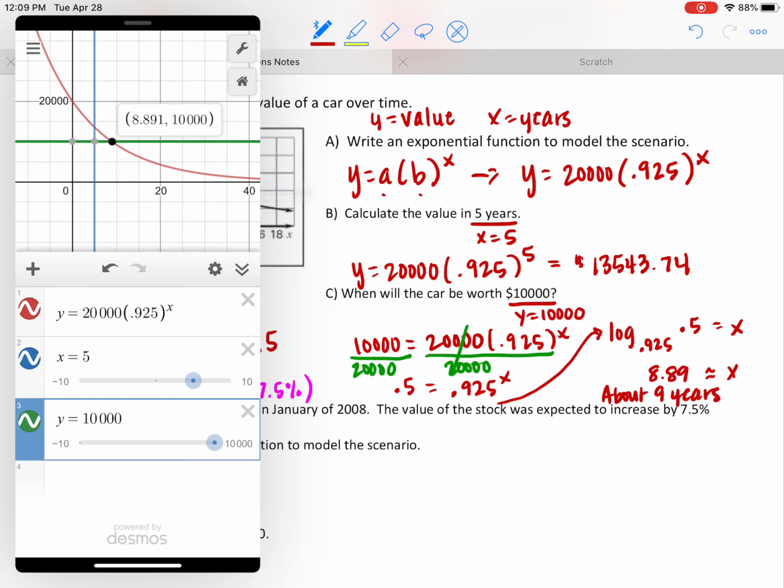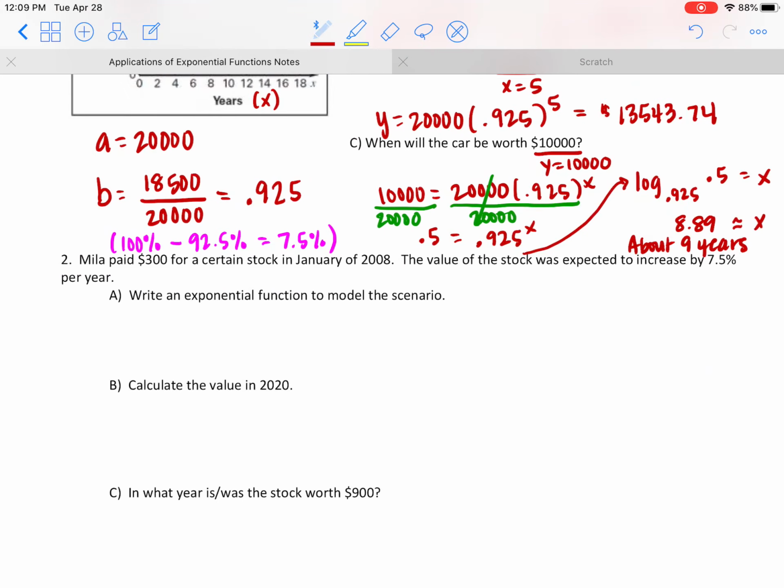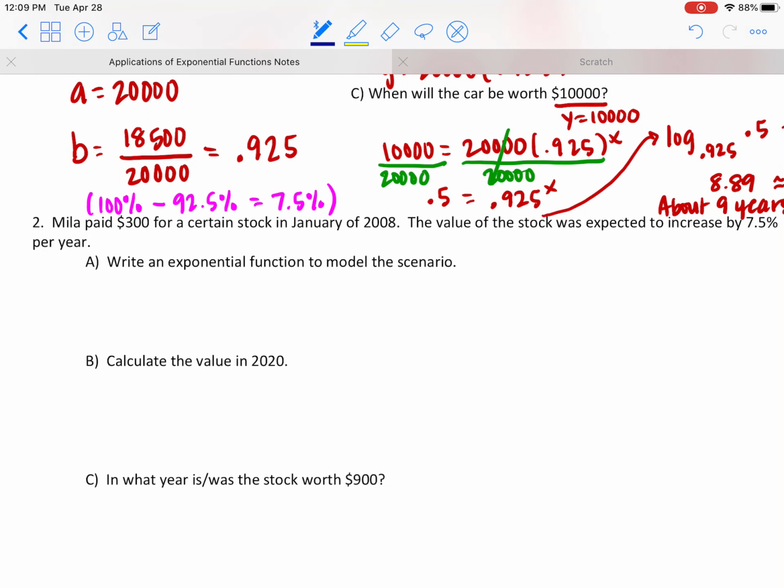But part C was a little tougher. If I, though, put in y equals 10,000 and find that intersection, I can see 8.89, same answer I got, shows up on my graph. So if you can write the function, doing the work of solving doesn't really have to happen by hand. Is it something we should be able to do? Absolutely. But if you understand what you're doing on a graph, then that makes your life a whole lot easier, okay? All right, let's look at another one.